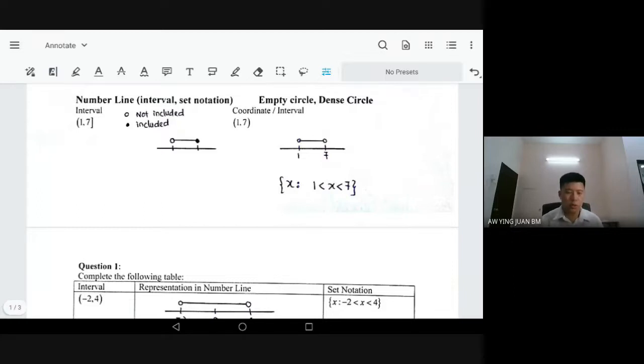Let's move on to the real number line. Okay, real number line. So what is the purpose? We are learning the real number line. Just now we talked about the real numbers. The purpose is to represent the real numbers in a proper manner so that we can visualize them very easily.